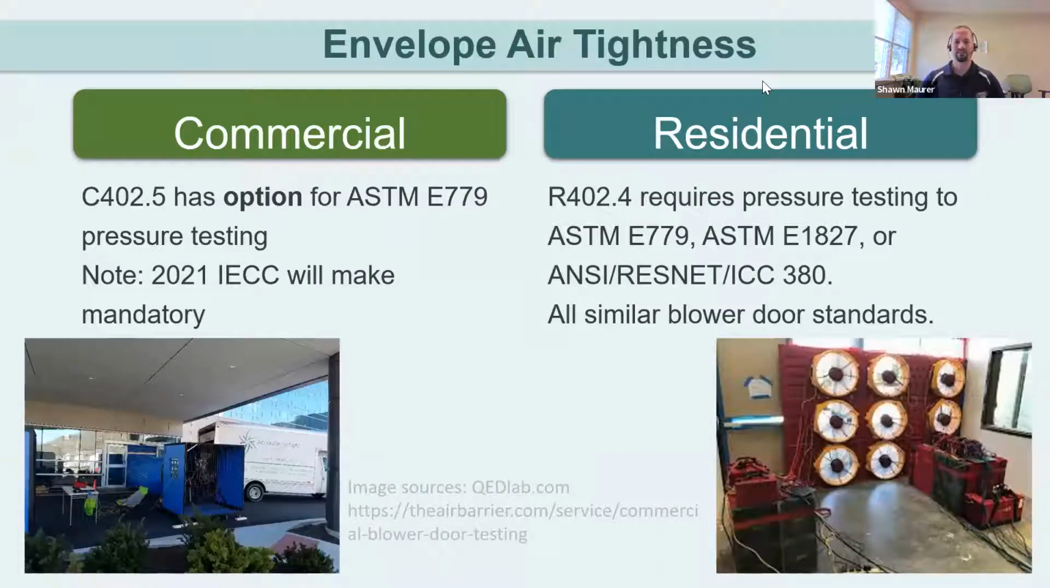There are some exceptions listed in the code, but they do not apply to Illinois' climate zone 4 and 5. So all commercial buildings will also have to have pressure testing completed. That's a really big change in the upcoming code cycle. But all three standards that apply to residential will also apply to commercial instead of being limited to that E779 standard. A couple different ways you can do that testing.